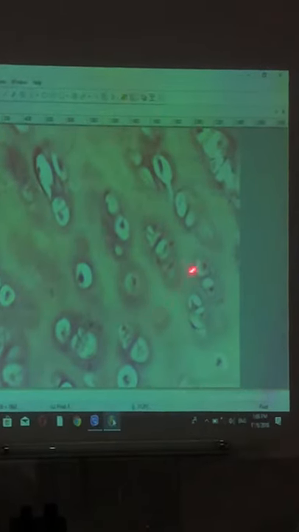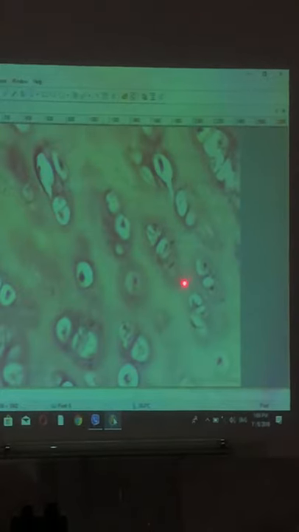So this part, which has a light staining, is called what? It is called the interterritorial matrix. The interterritorial matrix is a light area which is located between two isogenous groups.